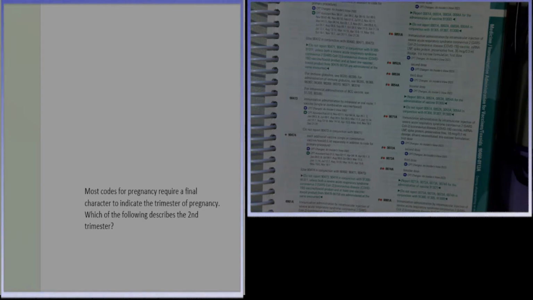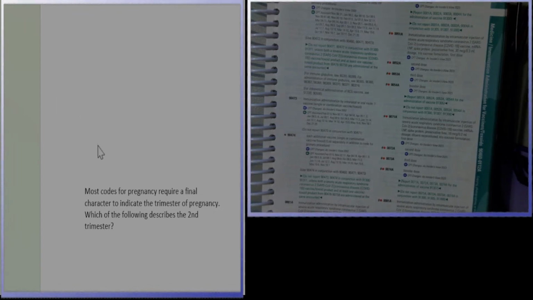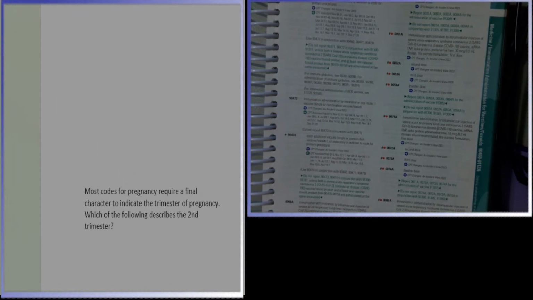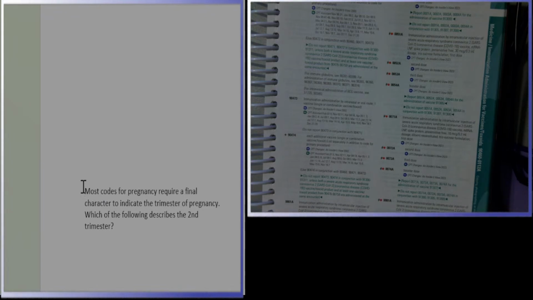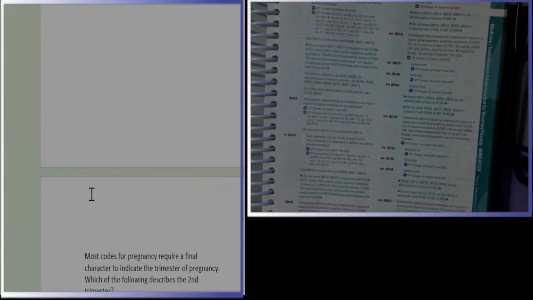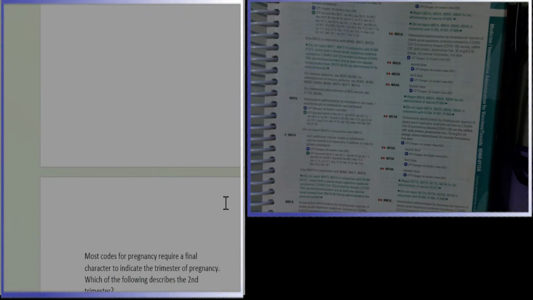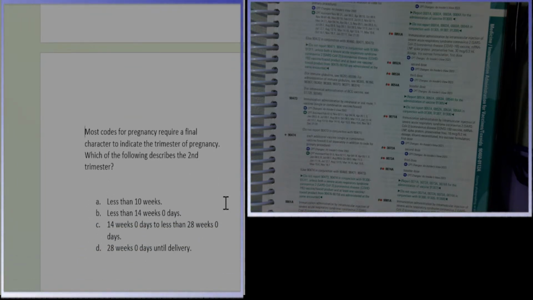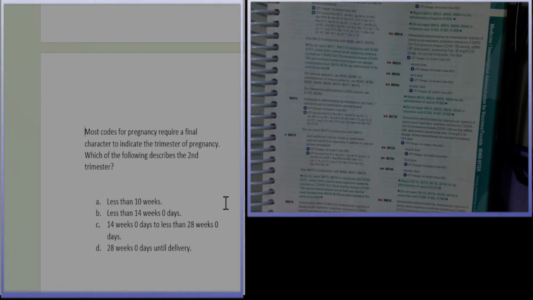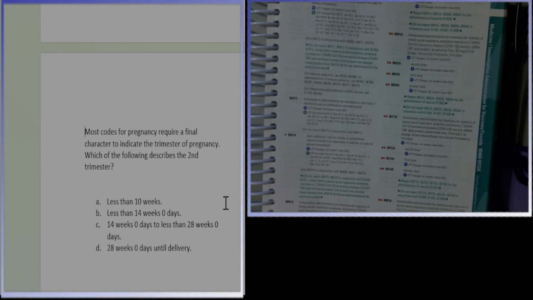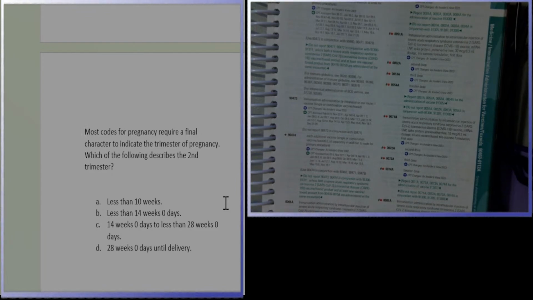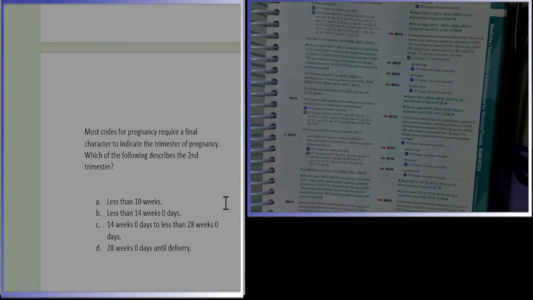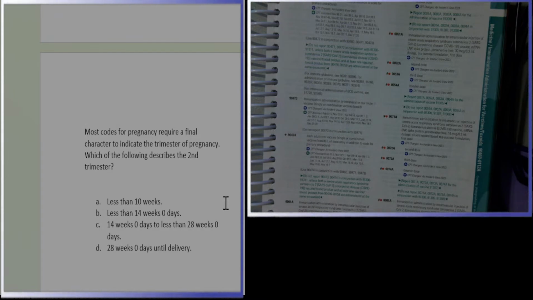All right, guys. Pregnancy. Most codes for pregnancy require a field to indicate the trimester of the pregnancy. Which of the following describes the second trimester? Anybody know? Thank you, Twinkle.